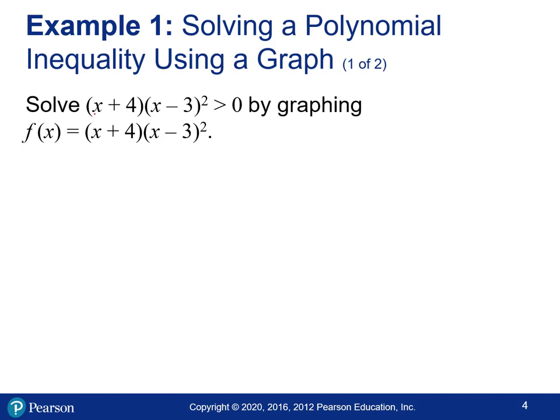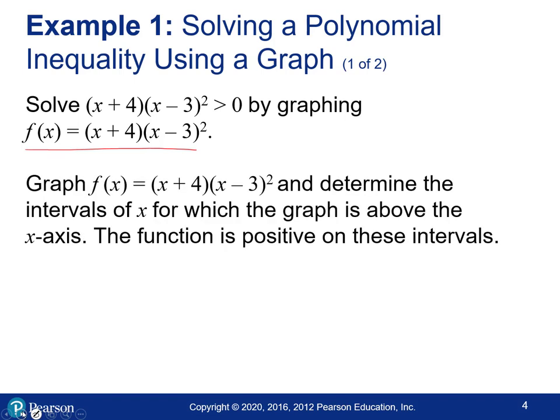And so we're going to be solving (x + 4)(x - 3)^2 > 0. And we're going to solve that by graphing the function, which is this polynomial function here, with the equal sign instead of our inequality symbol. And so we're going to use techniques from the past for how to graph this, and then at the end we'll look at when this function or graph is greater than 0.